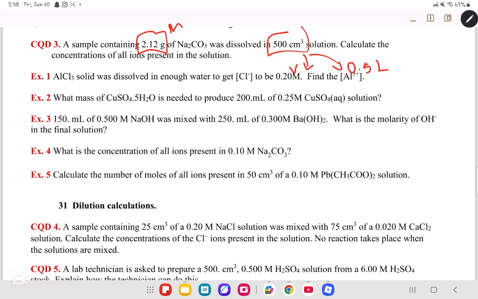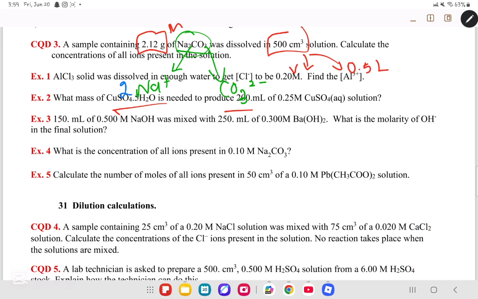Okay, so we're dealing with Na2CO3. So let's see how many ions we have. If you separate them into their original ions, you have Na plus and CO3 2 minus. But as you can see, we have 2 negative and 1 positive. It does not balance. So in order to balance it, you'll just put a 2 over here. So how many ions do we have? We have 2 Na plus ions and 1 CO3 2 minus ion.